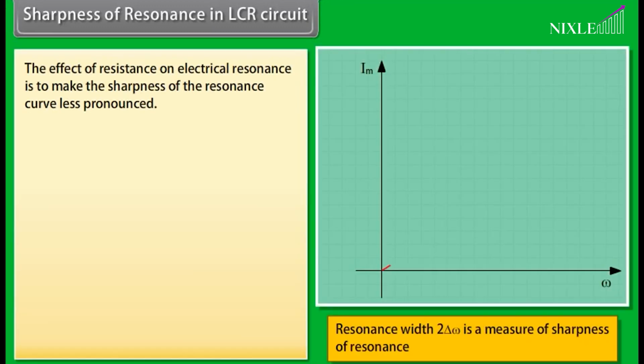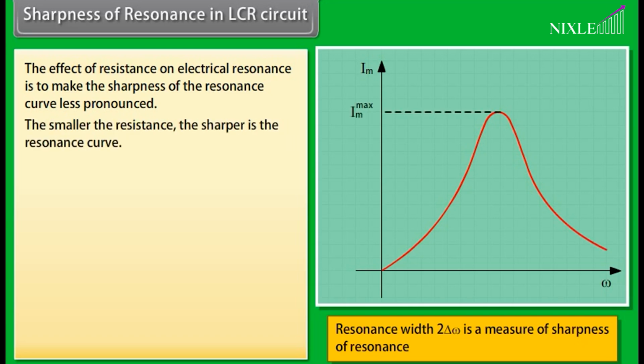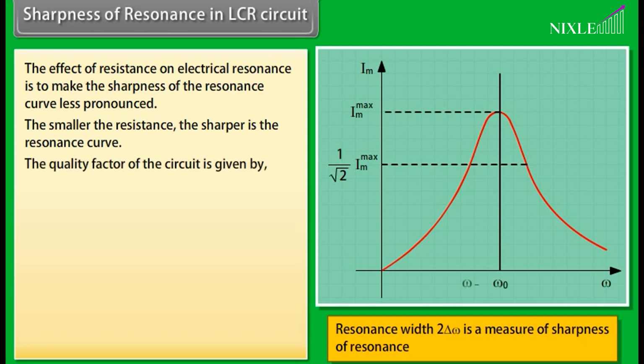The effect of resistance on electrical resonance is to make the sharpness of the resonance curve less pronounced. The smaller the resistance, the sharper is the resonance curve. The quality factor Q of the circuit is given by omega naught L upon R, or 1 upon omega naught CR.